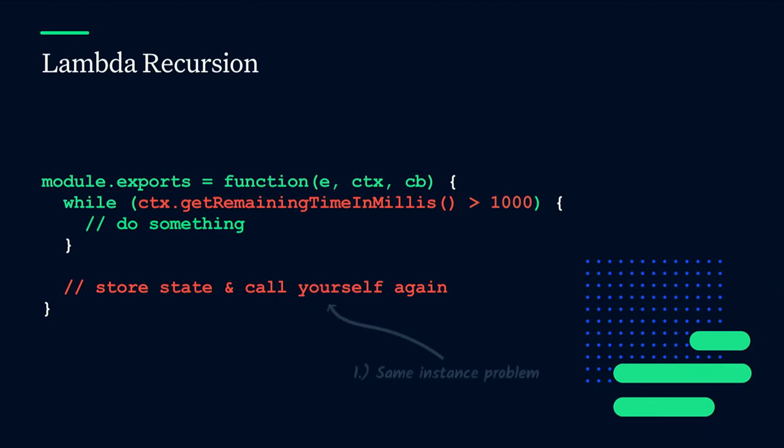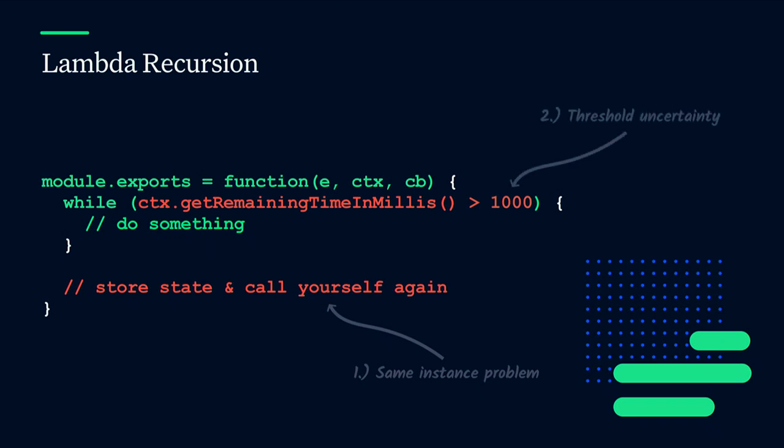So the first problem is you cannot be sure that you get the same instance again. So even if you store your state somewhere in your function, you might never be sure that the same function is called again. That means you need to store your state somewhere else in another service, like, for example, an S3 bucket. But then if you do this and store your data in another service, the second problem arises.